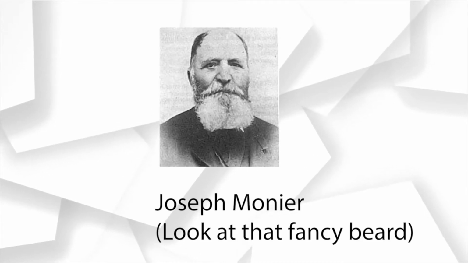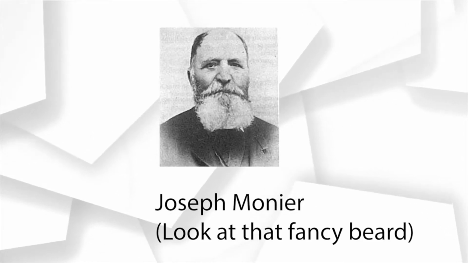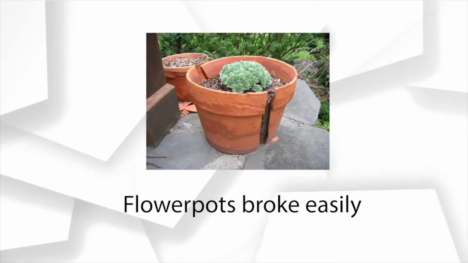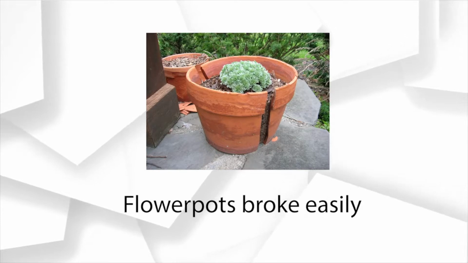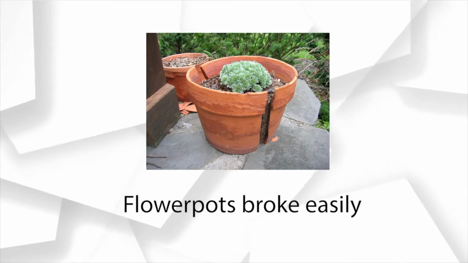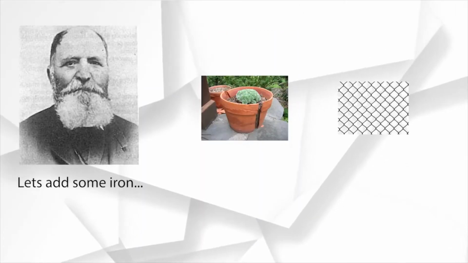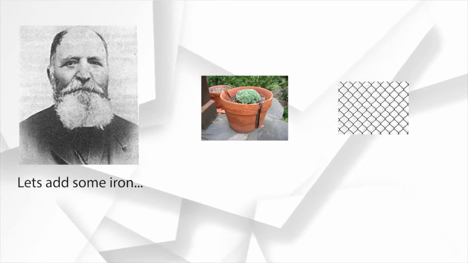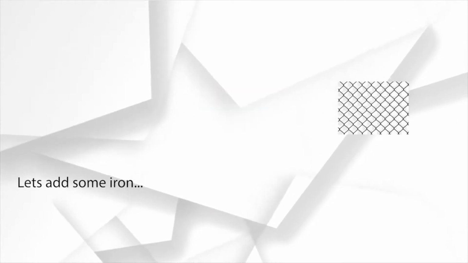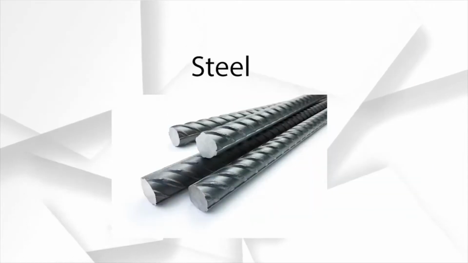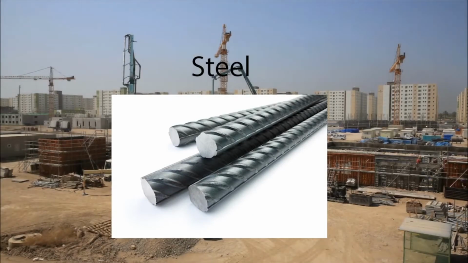The brilliant idea was discovered by the French gardener Joseph Monnier in the mid-19th century, who was not satisfied with the materials available for making flower pots. Clay was easily broken. So what did he do? He embedded iron into the clay flower pots to reinforce them to make them stronger. And guess what? This guy patented the idea and even built the first ever iron reinforced concrete bridge. Nowadays, we use steel instead of just iron in our buildings and bridges.